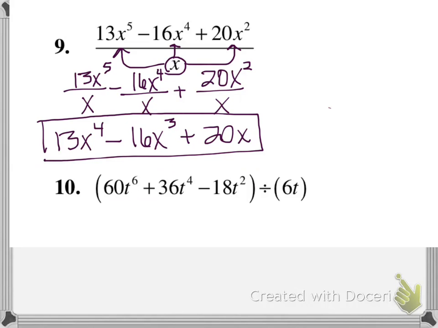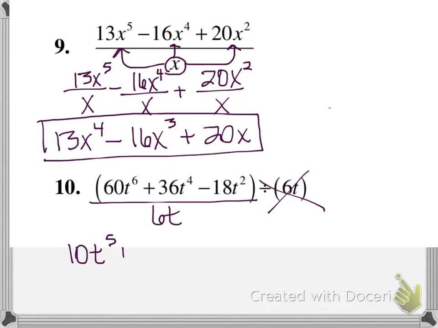Now I have another division problem, and we have the same situation, it's just written a little bit different. So this is the same thing as if I rewrote 60t to the 6th plus 36t to the 4th minus 18t squared divided by 6t. So you can rewrite it that way instead. Now if we just divide 6t into all 3, now instead of rewriting it, I'm just going to go through the math. 60t to the 6th divided by 6t. 60 divided by 6 is 10. t to the 6th divided by t to the 1 would be t to the 5th.